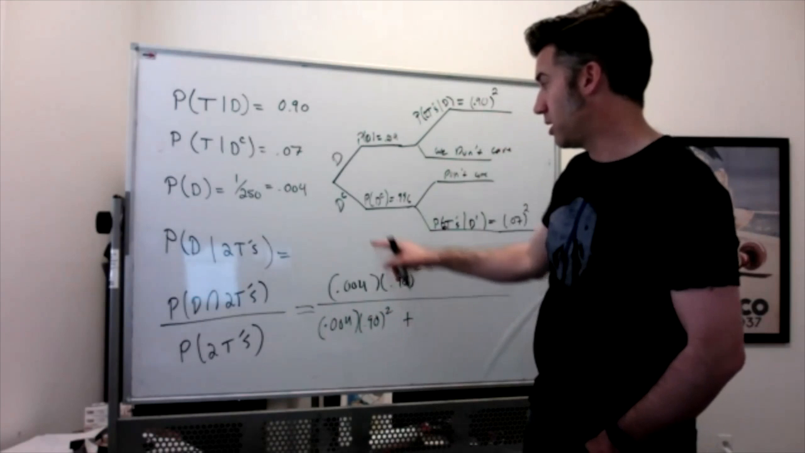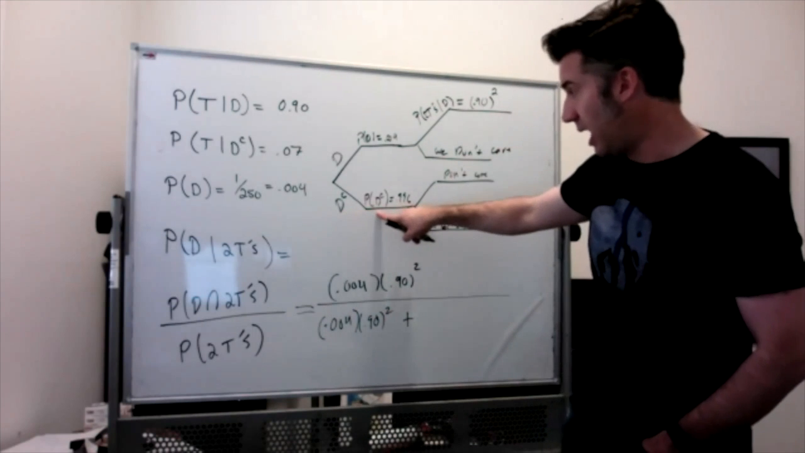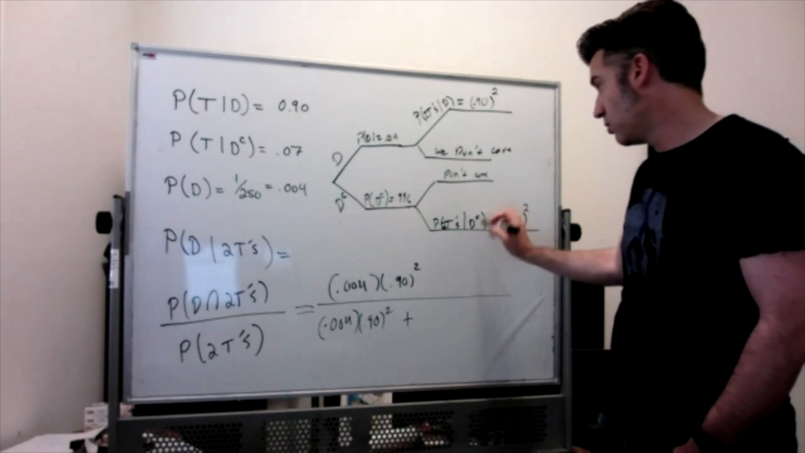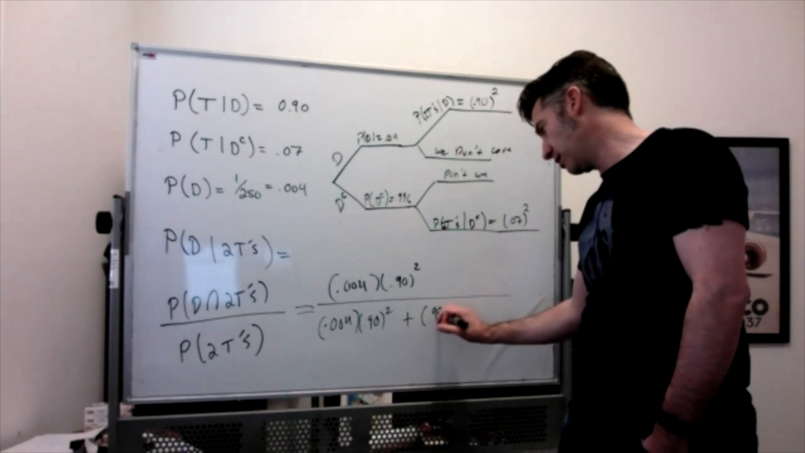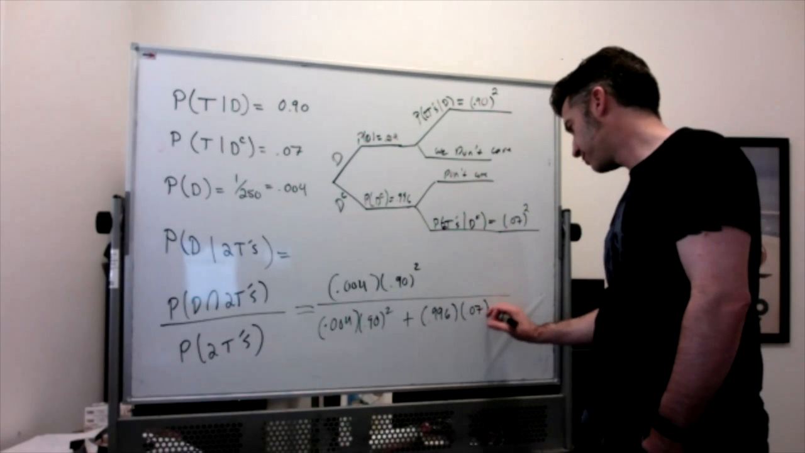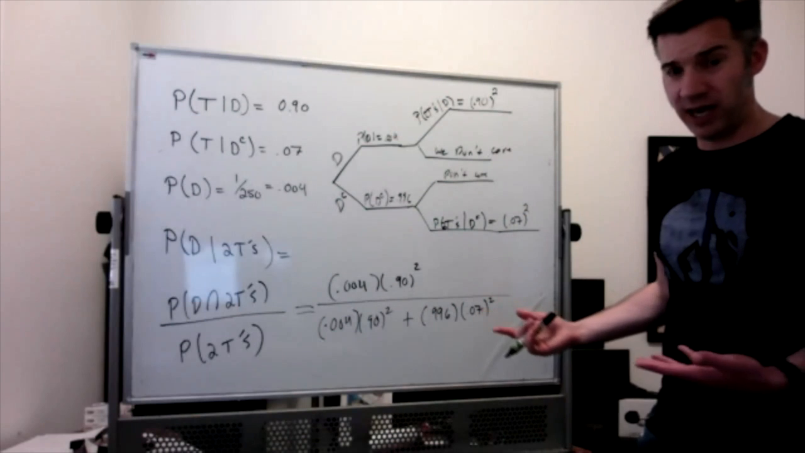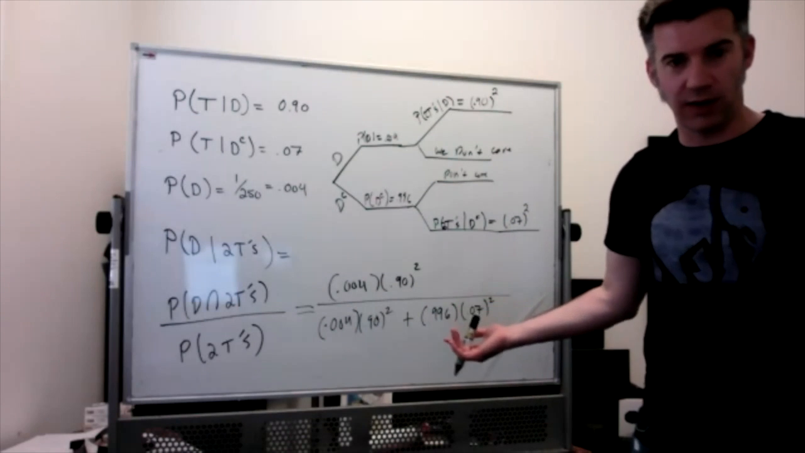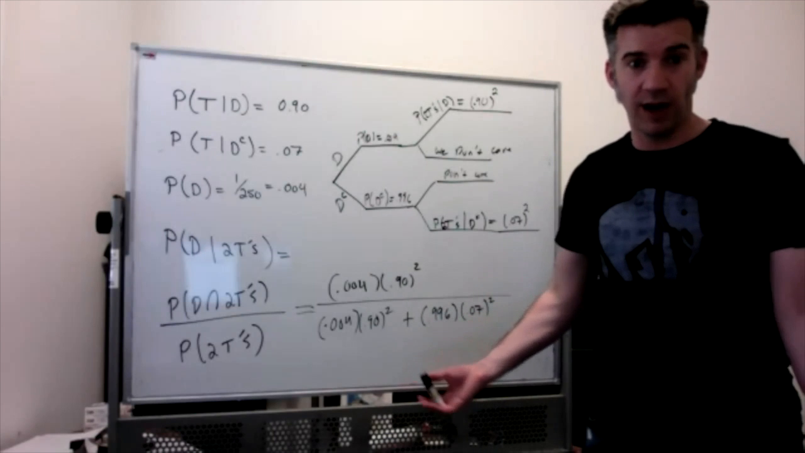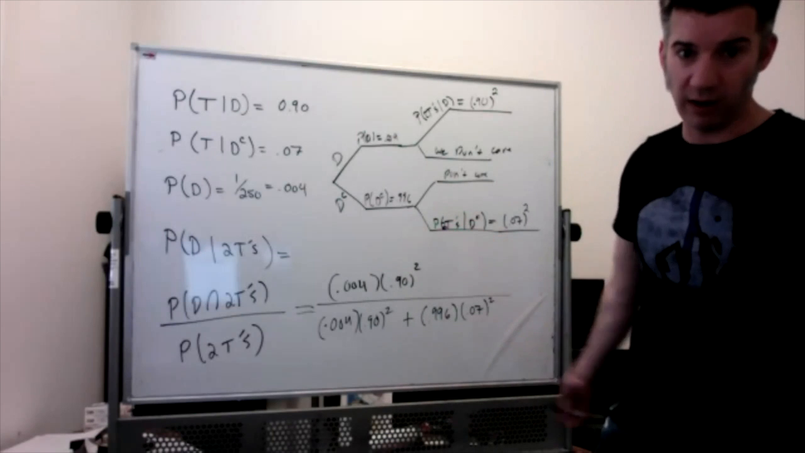Plus the other way of having two positive tests, which is not having the disease and having two positive tests given you didn't have the disease, which is going to be 0.996 times 0.07 squared. I don't actually care to calculate this. We could calculate it, but that's not really the point. The point is this is how you would do the problem. And then you could use a calculator to get whatever the value is.